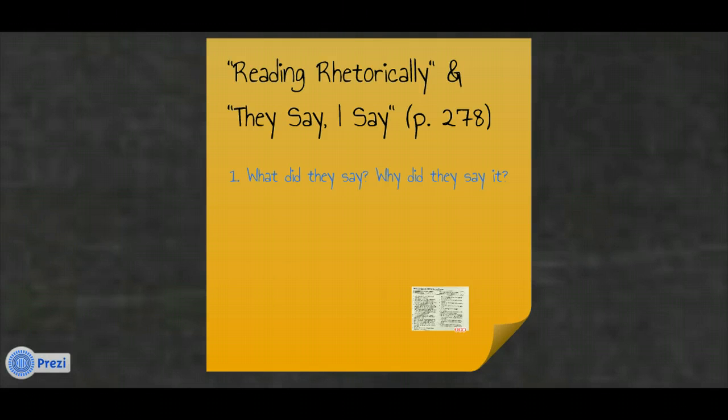As you're reading something, you want to be thinking about who this author is. What are they saying? Why are they saying it? Who's their audience? What's their major point? Once you know that, then you can ask yourself the second question. How does what they say fit into what I want to say?